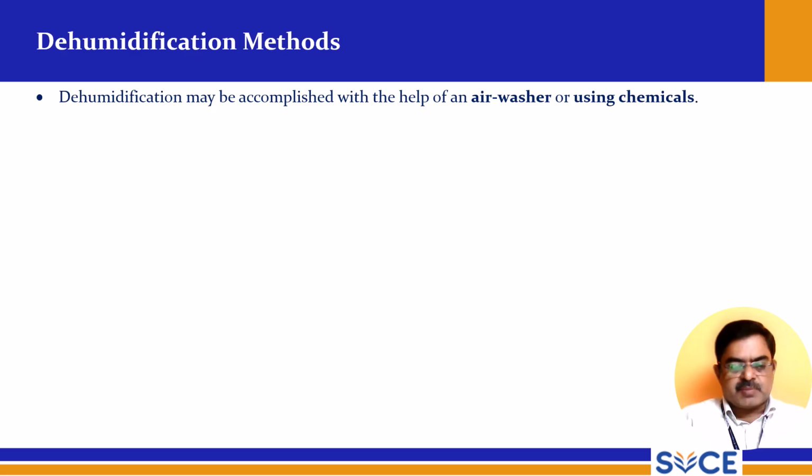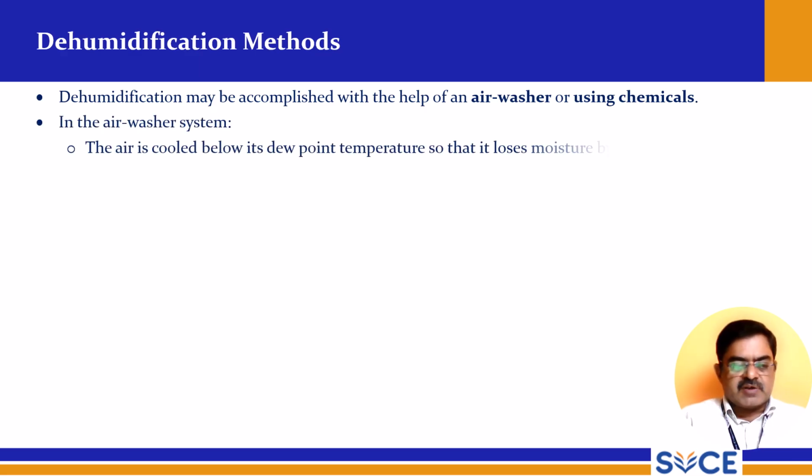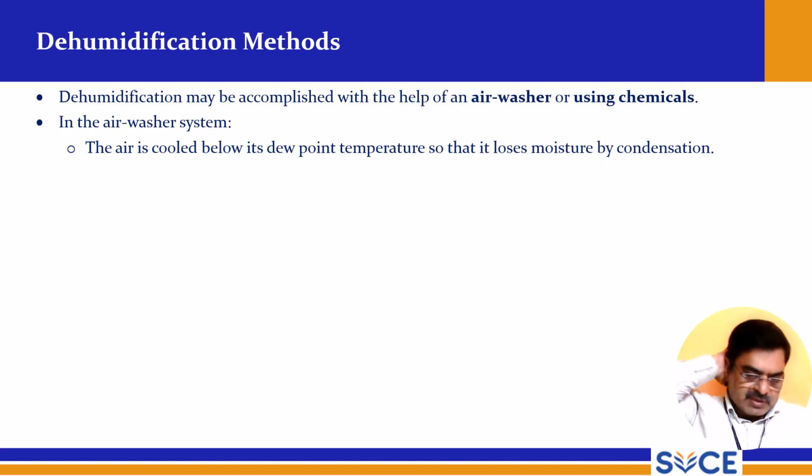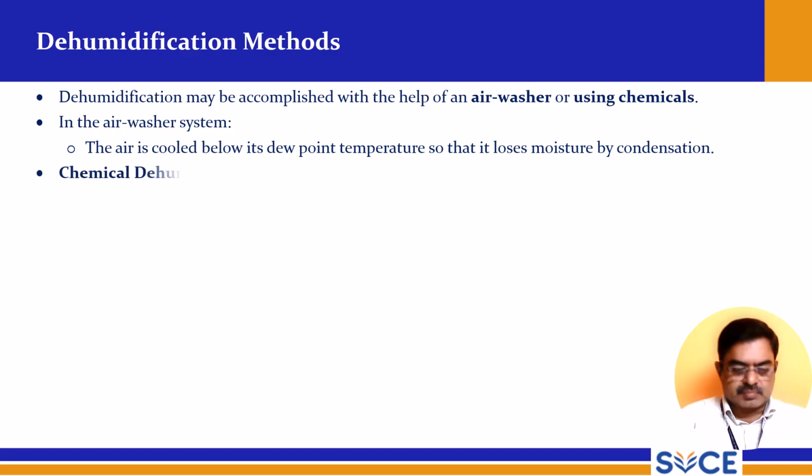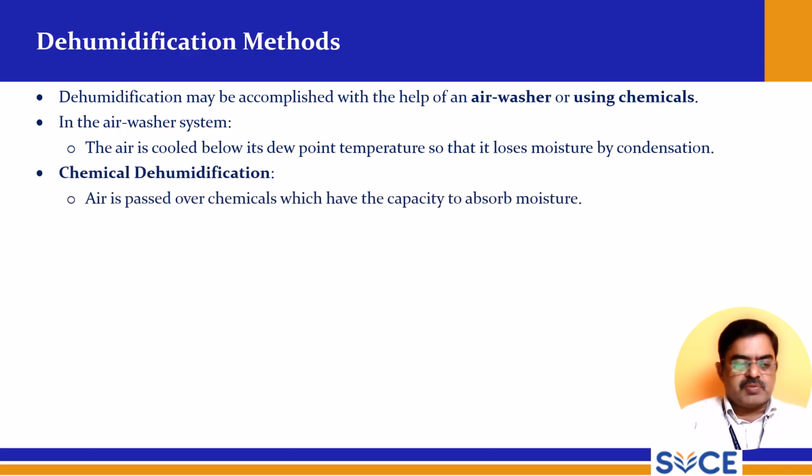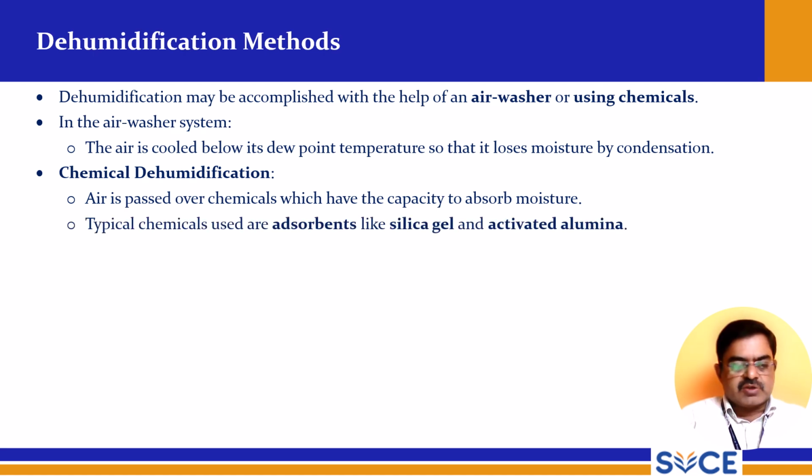Dehumidification may be accomplished with the help of an air washer or using chemicals. In the air washer system, the air is cooled below its dew point temperature so that it loses moisture by condensation. In chemical dehumidification, air is passed over chemicals which have the capacity to absorb moisture. Typical chemicals used are absorbents like silica gel and activated alumina.